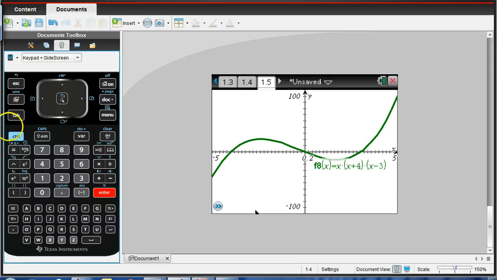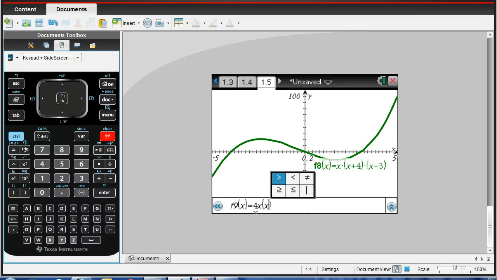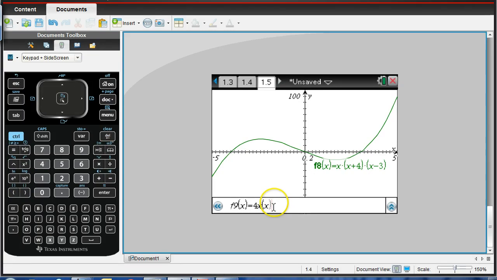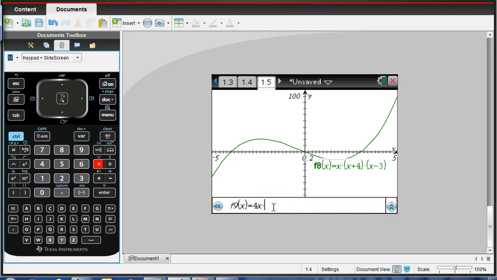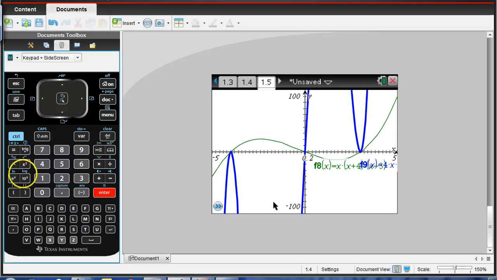To graph another one, we would hit the tab button. So now it's going to be 4x times x plus 4. Oops, I forgot my times symbol. Times x plus 4. And then we had the square outside of it. And then times x minus 3. And then we had that squared. So that's interesting. We don't get to see the complete graph, but you see something unique there.